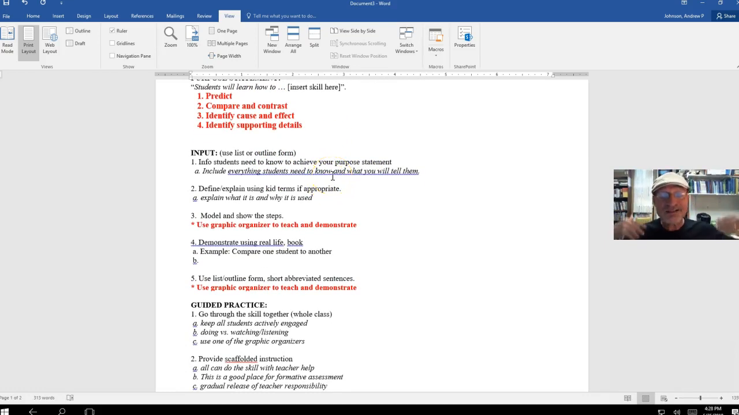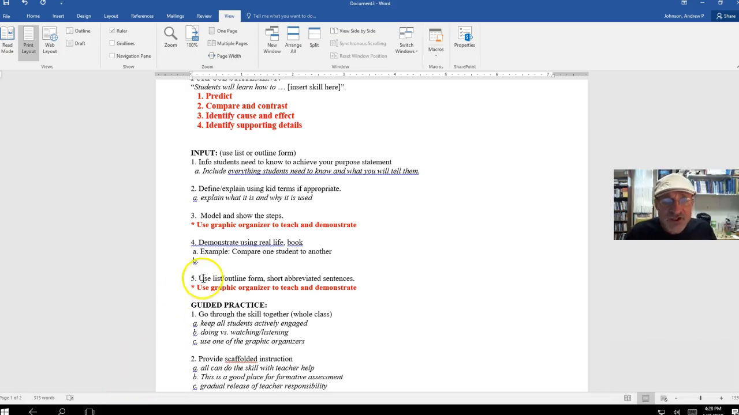So when you are teaching them, here are the steps. This is what predicting is. This is how we do it. You are modeling this, so you should show them the graphic organizer. So in the input, you need someplace to show the graphic organizer, and you need to have the actual graphic organizer and what will go in your graphic organizer as you are teaching this.